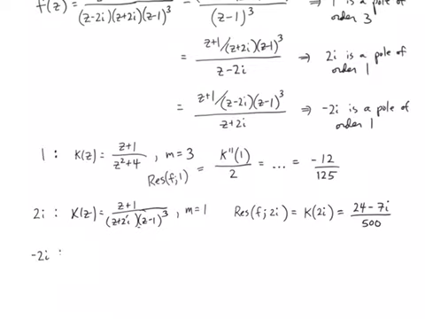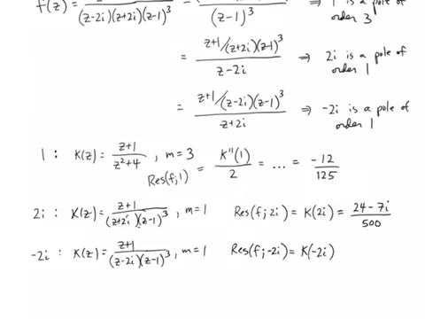And then negative 2i, very similar. Our k of z in this case is z plus 1 over z minus 2i times z minus 1 cubed. Again, m is equal to 1, and the residue of our function at that pole is this k here, evaluated at negative 2i. So m is 1, so m minus 1 is 0, so that's the simplest case. And in this case, what we get is 24 plus 7i over 500.